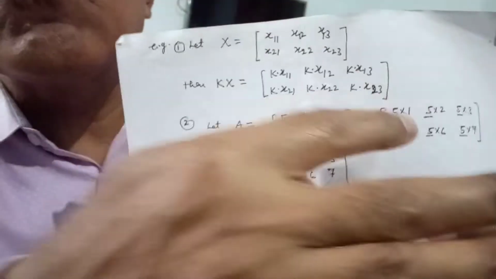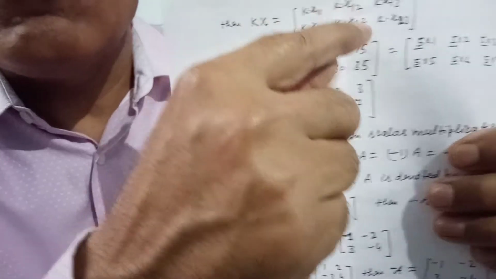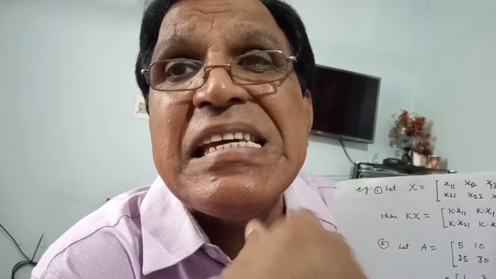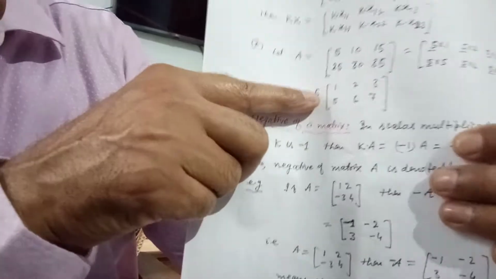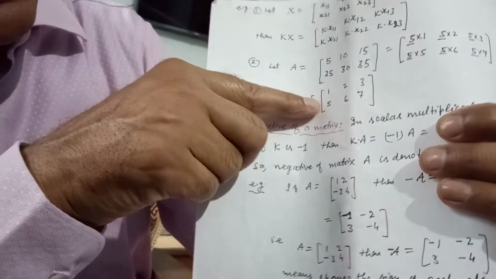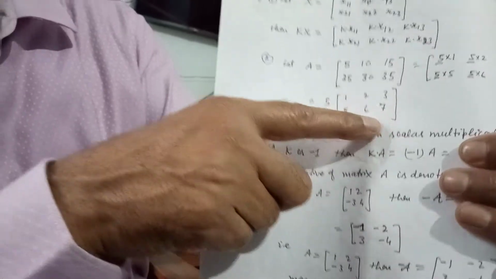So this matrix can be expressed with each element as a multiple of 5. You can write 5 into 1, 5 into 2, 5 into 3, and so on. Now you see that each element has a 5, so we can take 5 common from each row. But only one 5 can be taken outside the matrix. So this matrix can be expressed as 5 into the matrix 1, 2, 3 and 5, 6, 7. So this is matrix multiplication by a scalar.